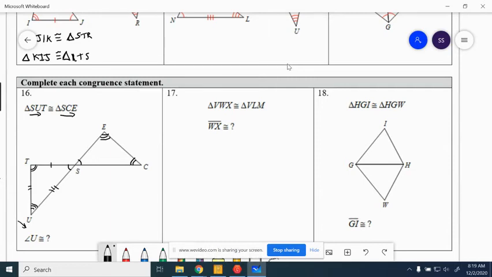All right, so let's look. We're looking for angle U. So angle U has the 3 arcs. So which one on the second has the 3 arcs? That would be angle E.